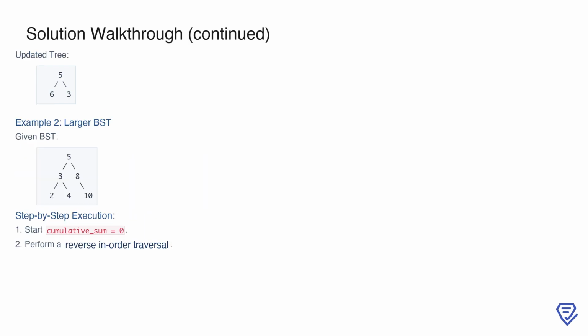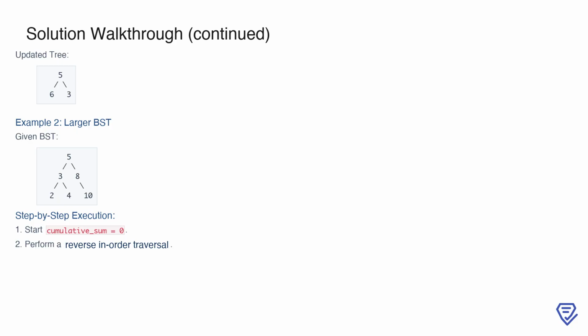Now, after updating the values, the BST has been transformed into a greater tree. The updated tree has 5 as the root, with 6 as its left child and 3 as its right child. Moving on to a larger example, we have a BST with 5 as the root, 3 and 8 as its left and right children, respectively, and additional nodes, 2 and 4 as children of 3, and 10 as the right child of 8. Once again, we initialize cumulative_sum to 0 and proceed with a reverse in-order traversal.